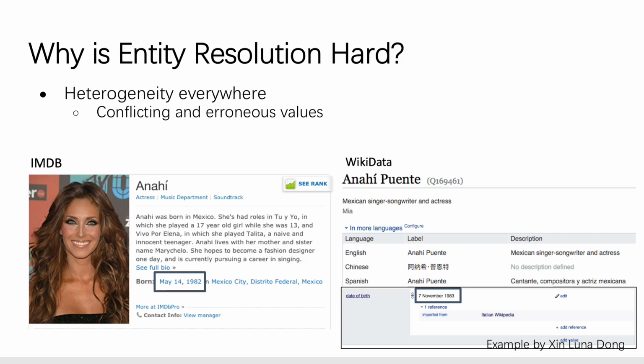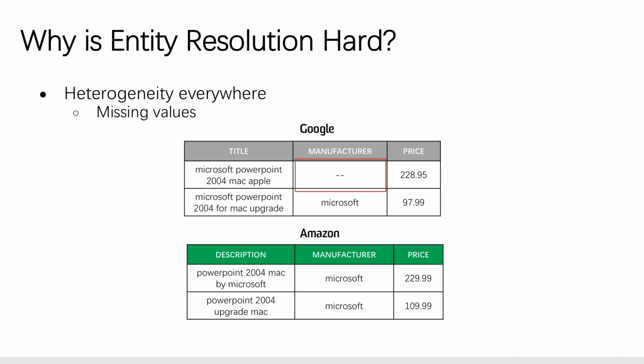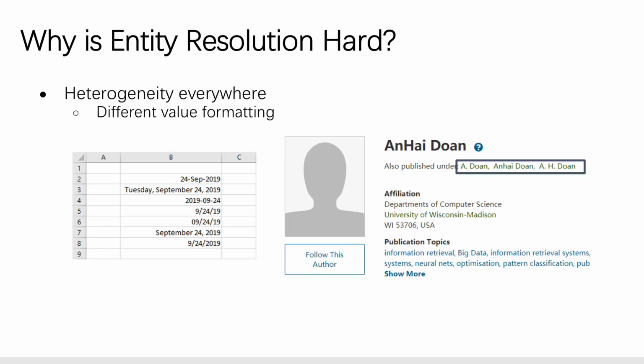And this is another example provided by Luna. As you can see, for the same Mexican celebrity, if you go to IMDb and Wikidata, the dates of birth do not match each other. So this is the case of erroneous values, which means wrong values. Sometimes we also have another problem with values, which is the missing value. This is again from a real benchmark dataset, where the manufacturer of the first product, Microsoft PowerPoint 2004 Mac Apple, does not have any manufacturer. So this will create some problems for us to identify whether two entity descriptions refer to the same entity or not.